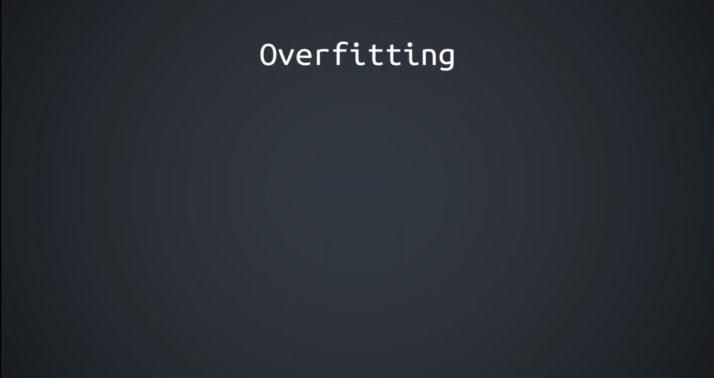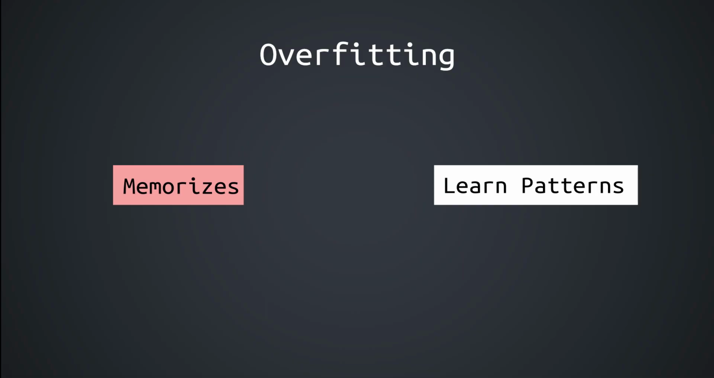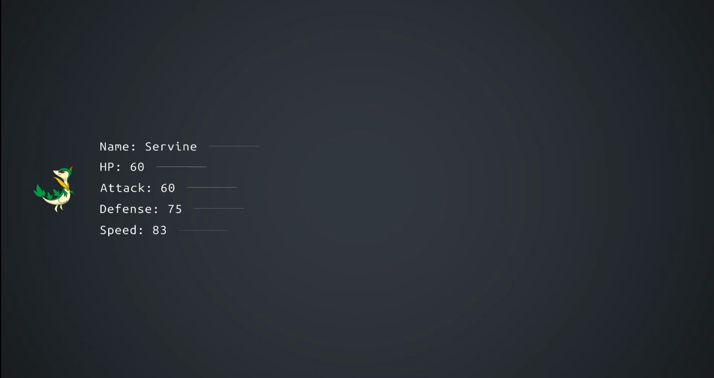Overfitting. Overfitting happens when our model simply memorizes the data instead of learning the underlying patterns inside the data. This is a problem because it hurts generalization. If we are presented with a new Pokemon that is not present in our training data, it's very likely that the model will not be able to predict its type correctly.